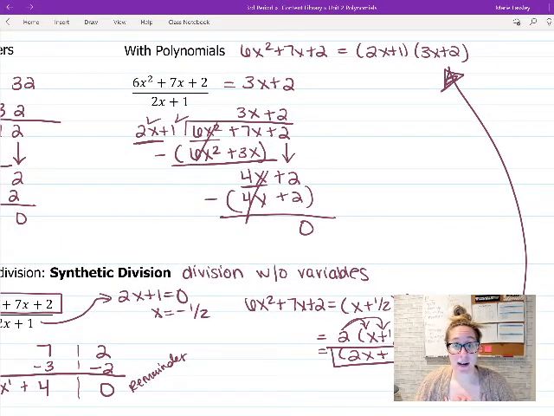I think it's really quick. I like synthetic division. I get that some people think it's kind of strange. All right, so we are going to do another practice problem down here. And I will probably only use synthetic division from here on out because I think it's much faster.